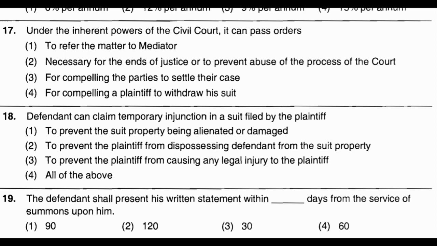Defendant can claim temporary injunction in a suit filed by the plaintiff. Option number 1 to prevent the suit property being alienated or damaged. Option number 2 to prevent the plaintiff from dispossessing defendant from the suit property. Option number 3 to prevent the plaintiff from causing any legal injury to the plaintiff, and option number 4 all of the above. And the correct answer is option number 1, to prevent the suit property being alienated or damaged.